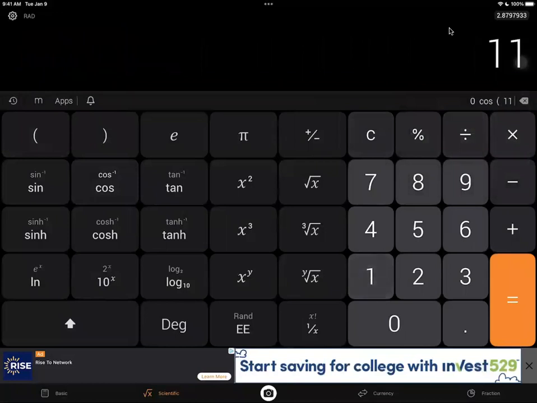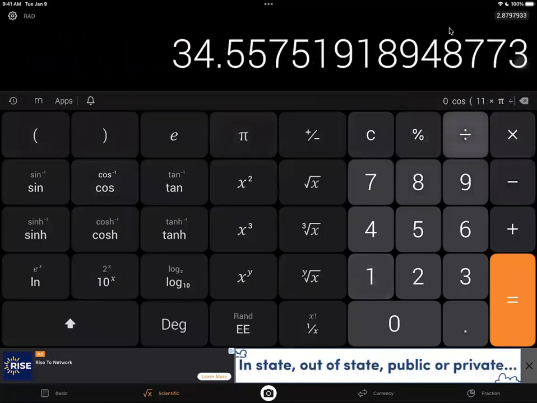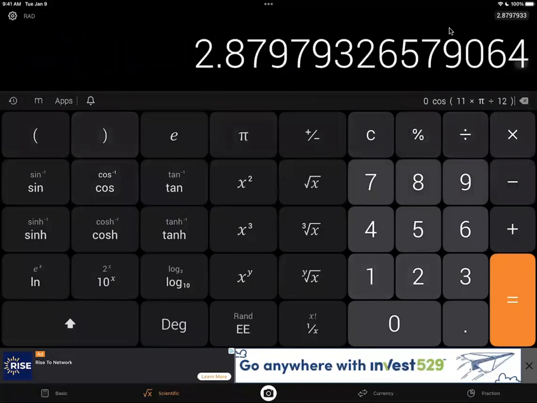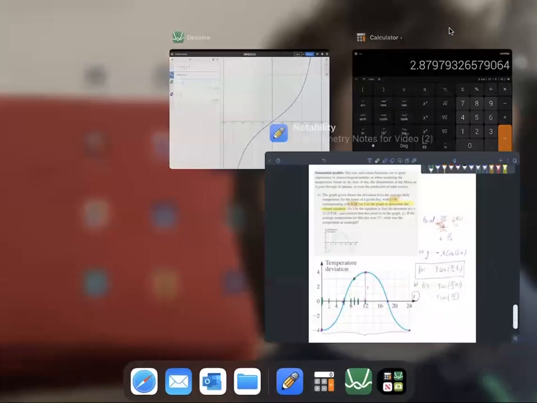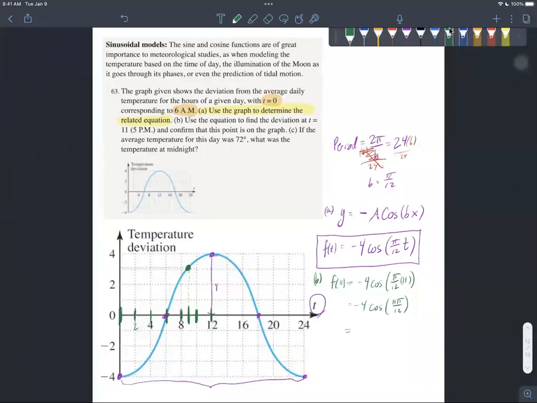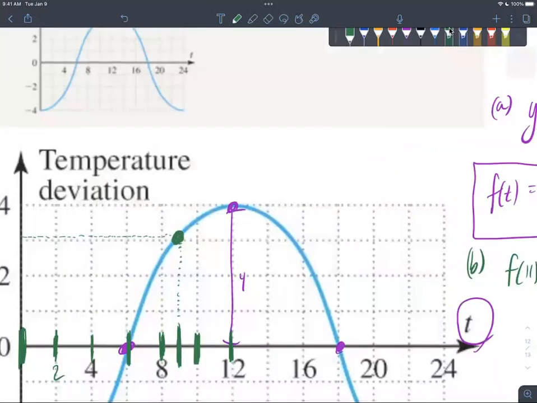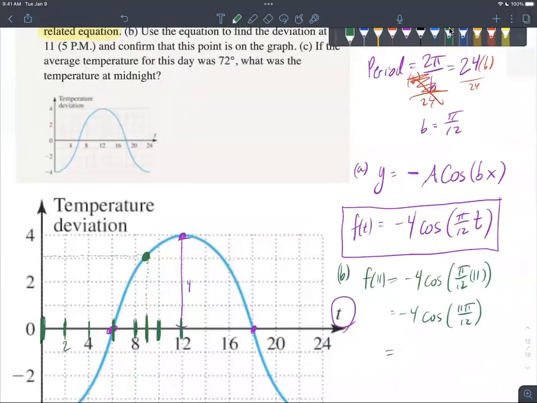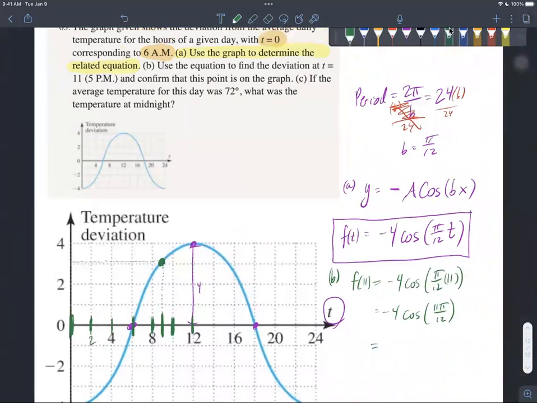Cosine of 11 pi over 12. Those parentheses, 2.8. So around 3. Yeah. 2.879. That means I must have drawn my line a little crooked. Yeah, I mean, I can believe that. Maybe the graph is just slightly off there.